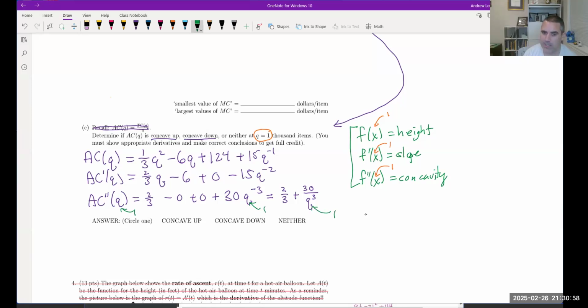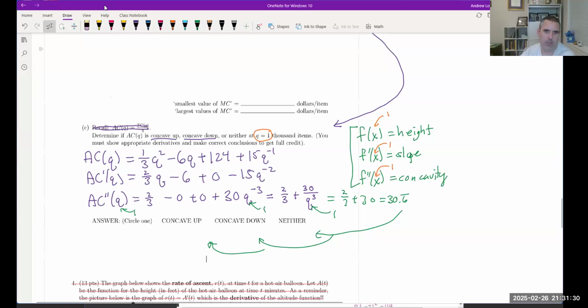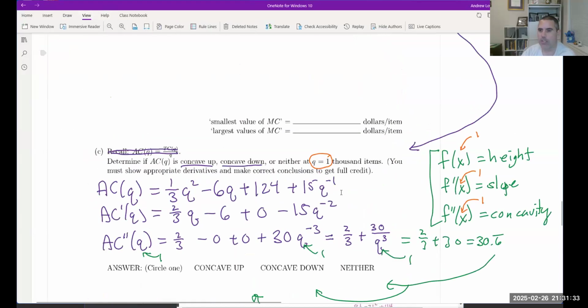And actually the question wasn't even asking you to plug it in. It didn't even ask what the number was. The number actually is 2/3 plus 30, or 30.6 repeated. I don't care what that number is. I just want to know what that number means so that I can circle the correct thing here. The reason I know I have to plug in 1 is because of what the question asks. So the question says, is it concave up or concave down? Particularly at 1. So that actually makes the question a little easier.